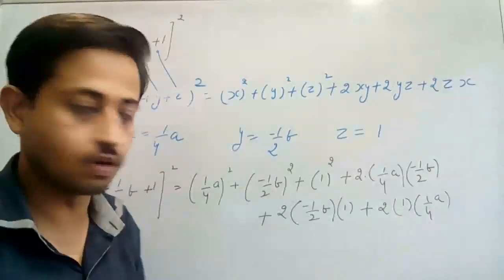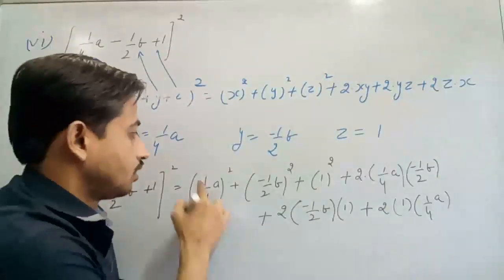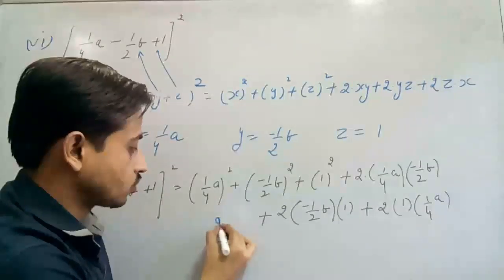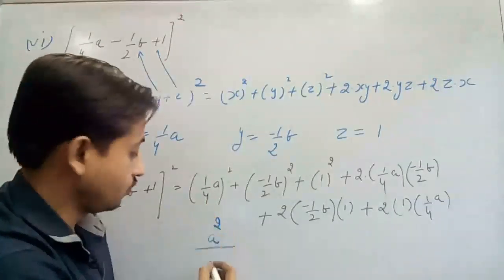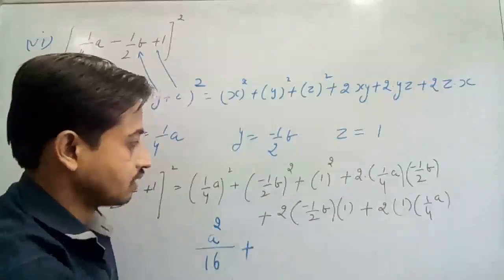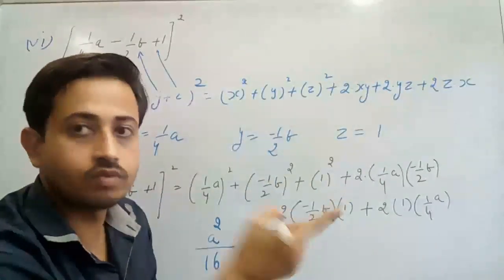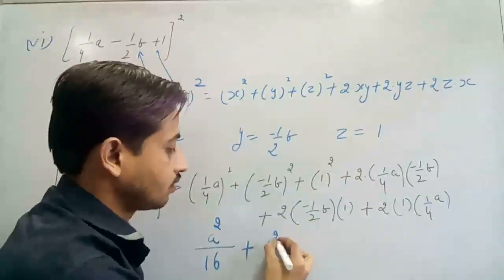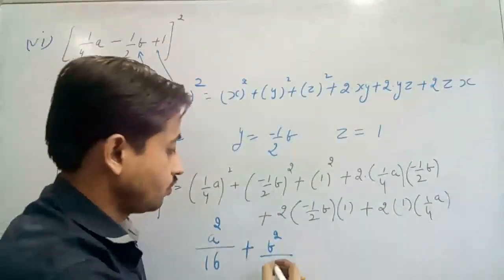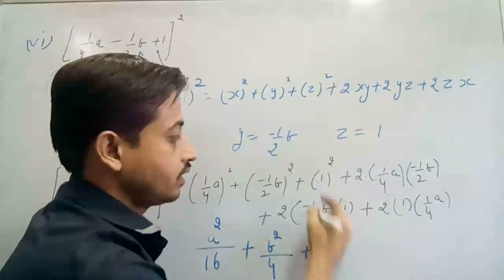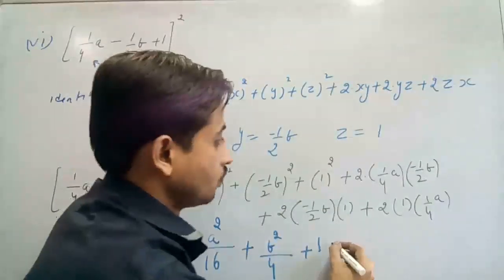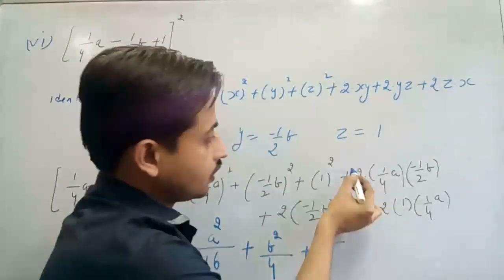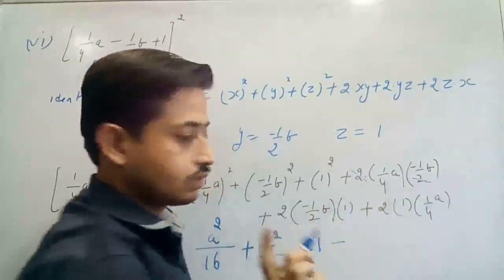Now we have to solve. Please solve it. 1 into 1, 1. A into a, we get a square. 4 into 4, we get 16. Plus minus 1 into minus 1, we get 1. So there is no need to write 1. B into b, we get b square. 2 into 2, we get 4. Plus 1 into 1, we get 1. Plus, so please take a look. 2 is cancelled out with 2.